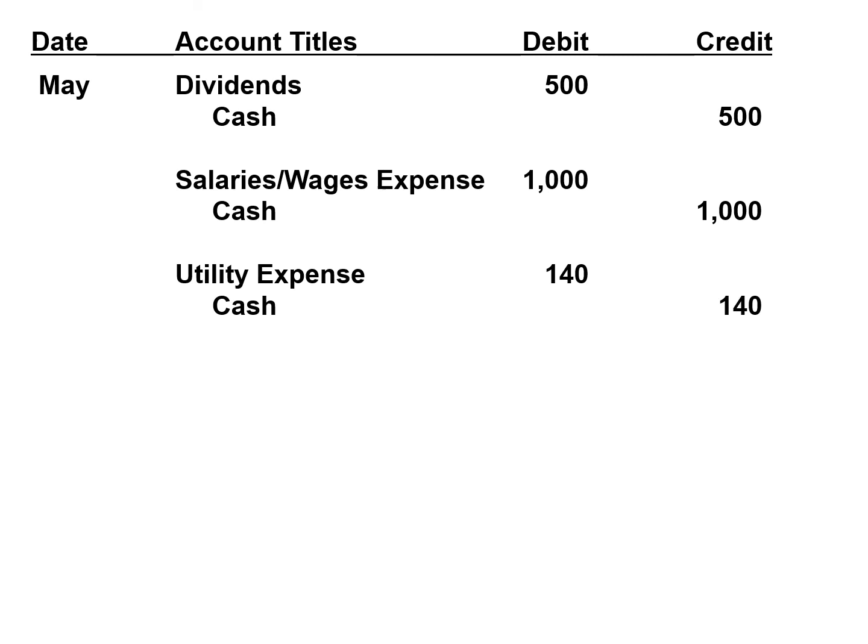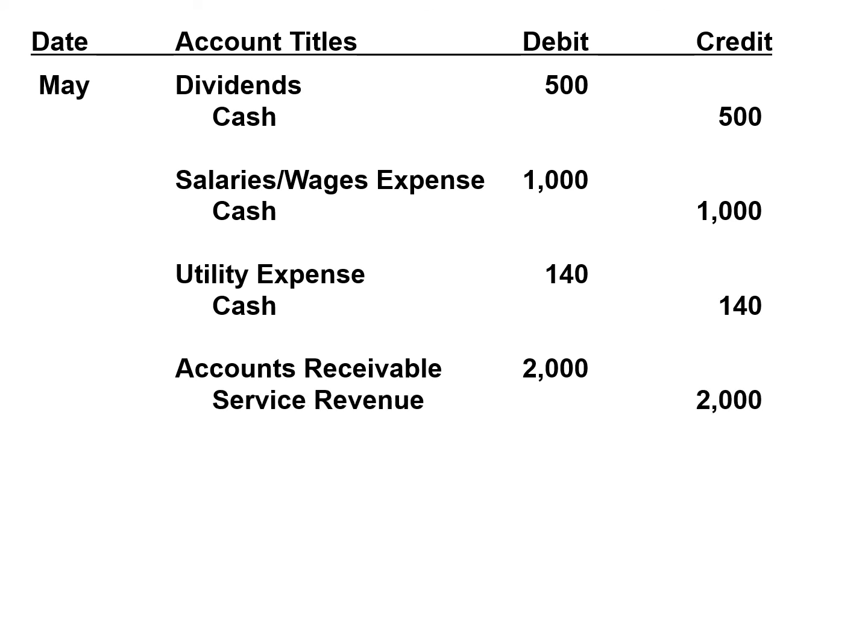And let me see, they performed services on account. Again, that's going to result in a receivable because it was on account. And we're also going to recognize revenue in the amount of $2,000. And lastly, they collected cash for services billed in the previous transaction. We're going to debit cash for $1,000. They only collected $1,000. And then credit accounts receivable.